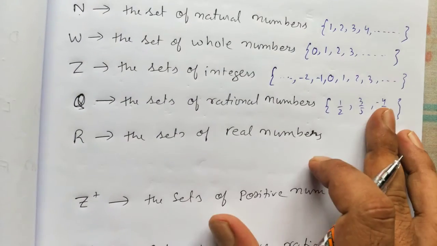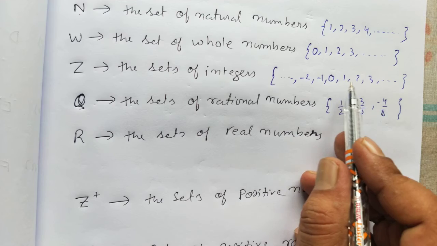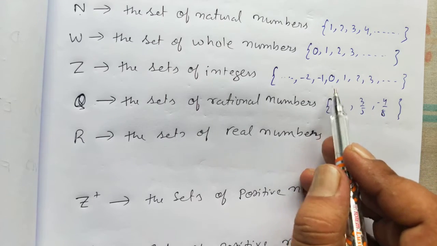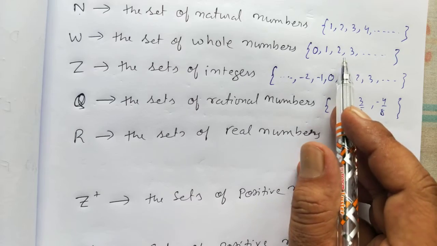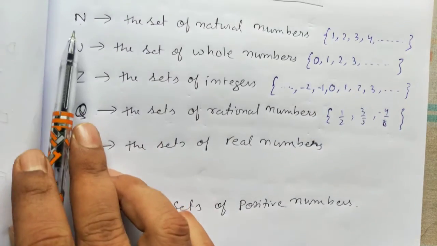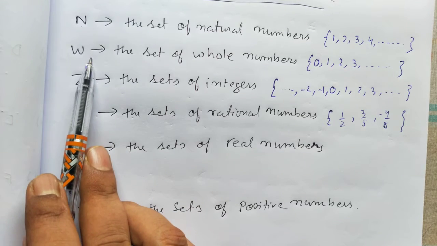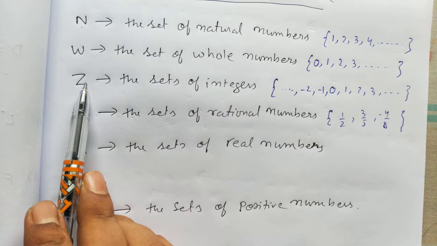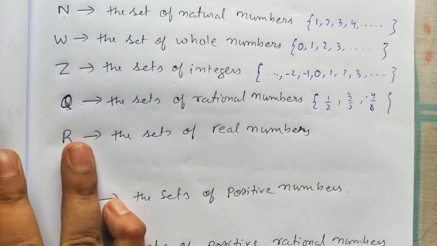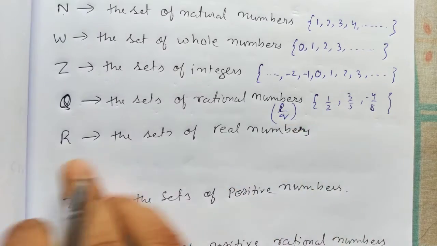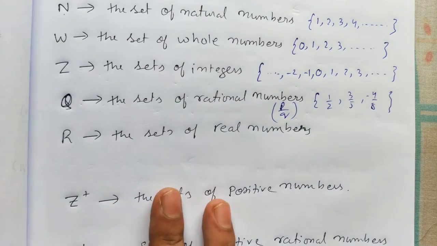Any number in the form of p by q. These are also rational. This can be written in the form of p by q: 3 by 1, 2 by 1, 1 by 1, 0 by 1. This is also a rational number. So all the natural numbers are also rational numbers, whole numbers are also rational numbers, and Z, meaning integers, are also rational numbers. So any number in the form of p by q is a rational number.